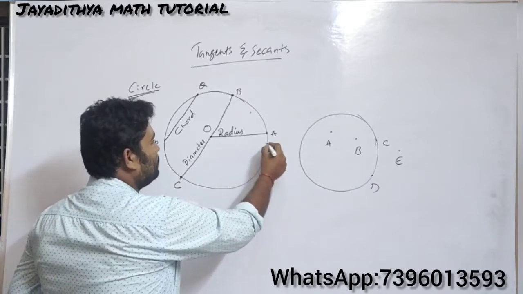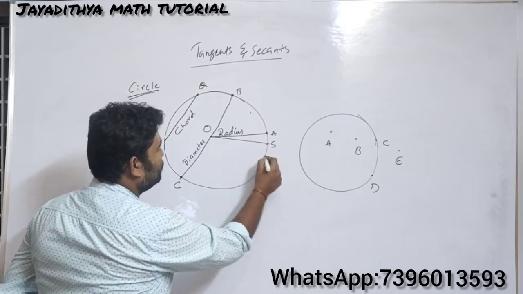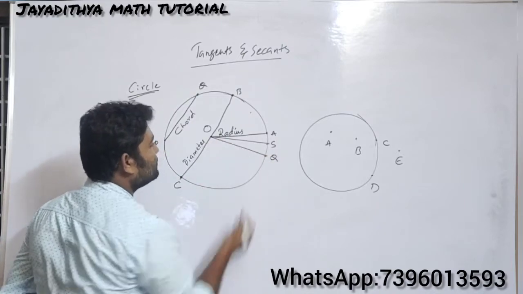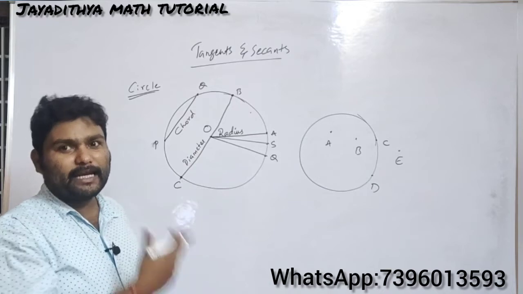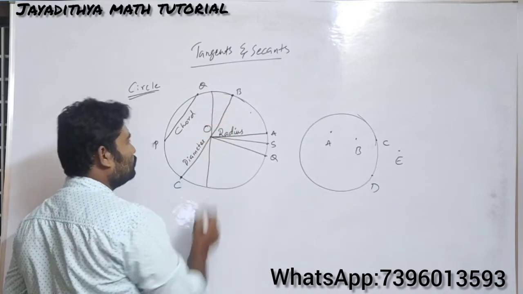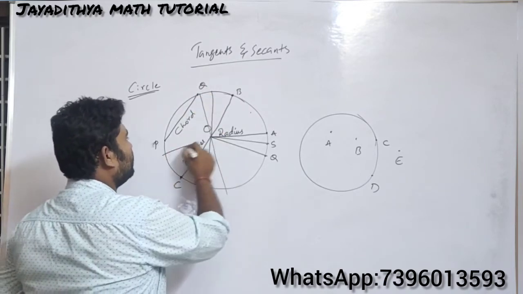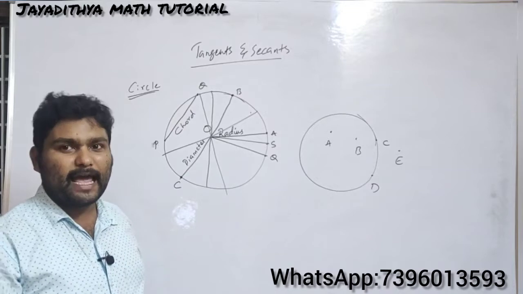Let us take one more point here, let us take this as S. So you can draw a line like this, and if you take a point here as Q, you can draw a line like this. So you can draw infinite radii. In the same way, you can also draw infinite diameters, like this, or in this manner.